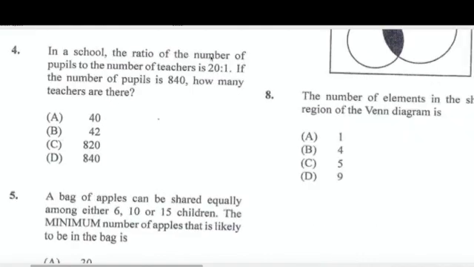In a school, the ratio of the number of pupils to the number of teachers is 20 to 1. So I have the students here, 20, and teachers here is 1. If the number of pupils is 840, how many teachers are there? Well, what multiplied by 20 will give me 840? Looking at the answers here, I think it'll be 42. 42 times 2 is 84, and you have the extra 0 there. So obviously you had to multiply this by 42 as well, and the answer is 42.